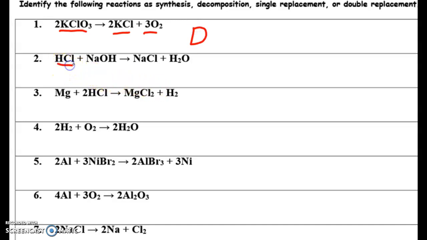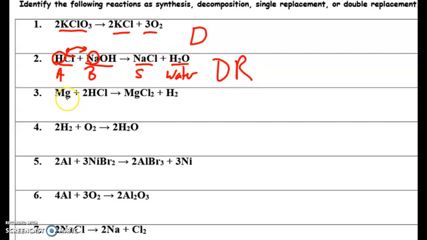The next one, compound and a compound, and then it makes another compound and another compound, and you might recognize, hey look, this is an acid, this is a base, this is a salt, and then this is water, and be like, hey look, that's a double replacement because it looks like the H and the Na switch places with each other. So you ended up doing a double replacement here to make the salt and the water.